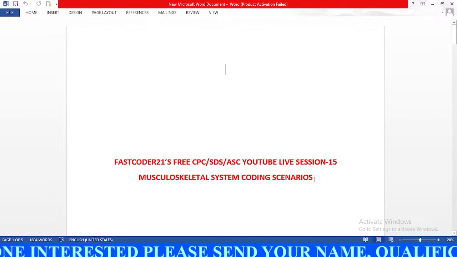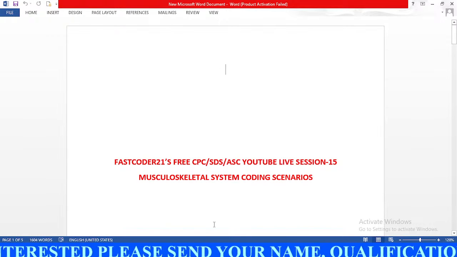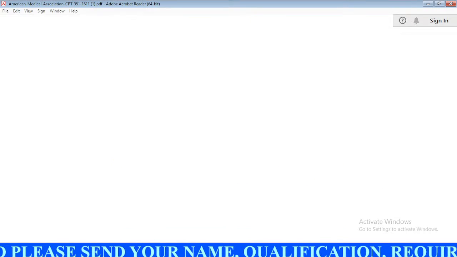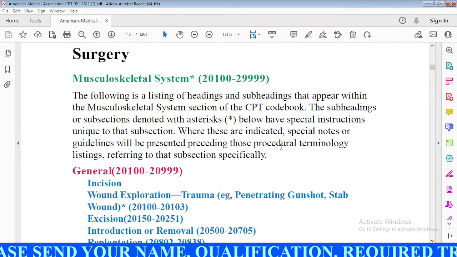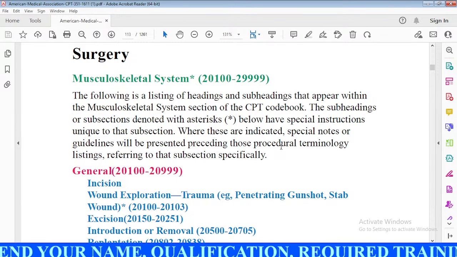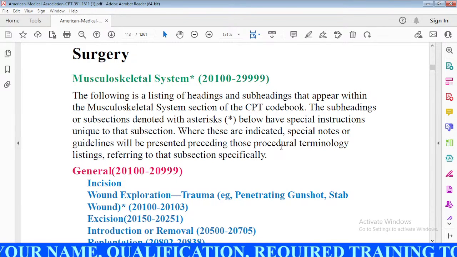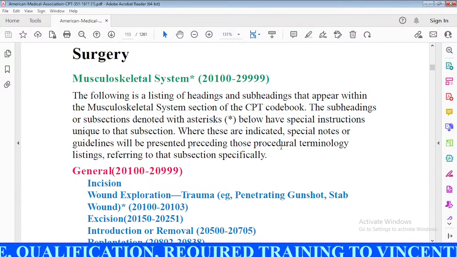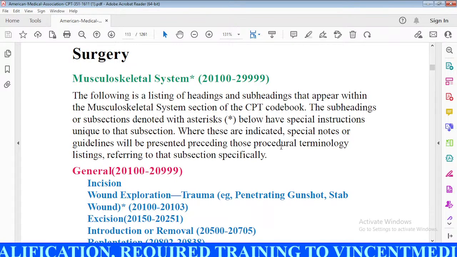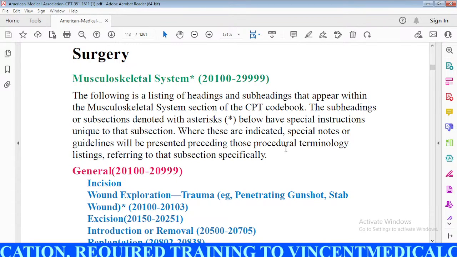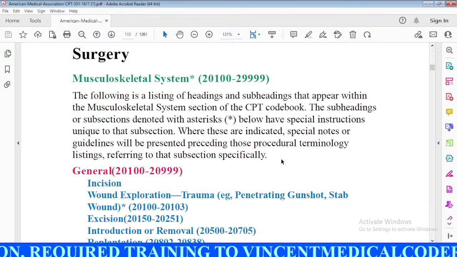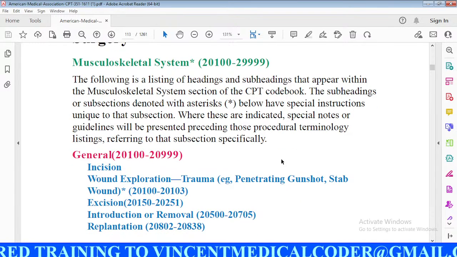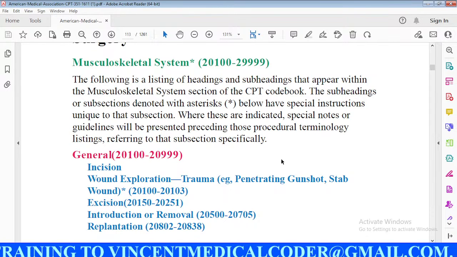As a warm up procedure, we will learn a few anatomy topics related to the musculoskeletal system first. As all of us know, whenever we go for the CPC exam, or while live coding also, we need to know the anatomy of any system. But in the musculoskeletal system, it is very important compared to all other systems. If you know good anatomy in musculoskeletal, you can code it properly. We will take just 2 or 3 minutes to wind this up.